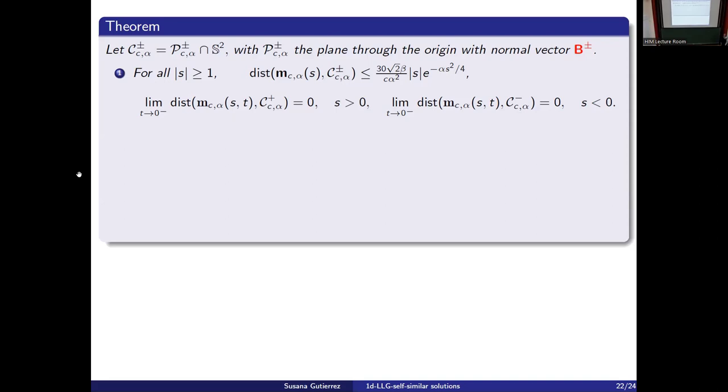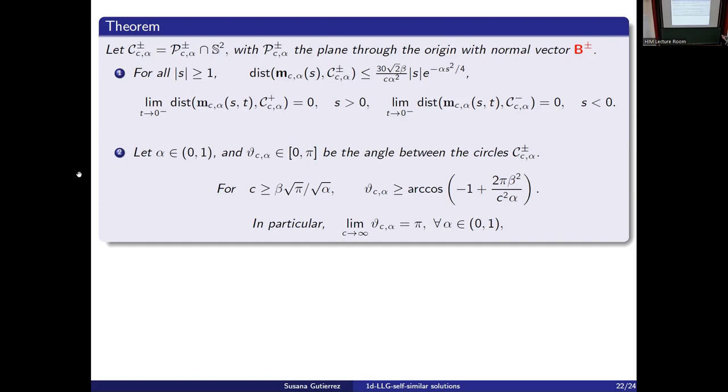And in terms of the behavior of the circles, we study the angle between them, and you can see that when C is big, this quantity is more than one, so the angle between the two circles is strictly positive, so in fact we have two different circles.